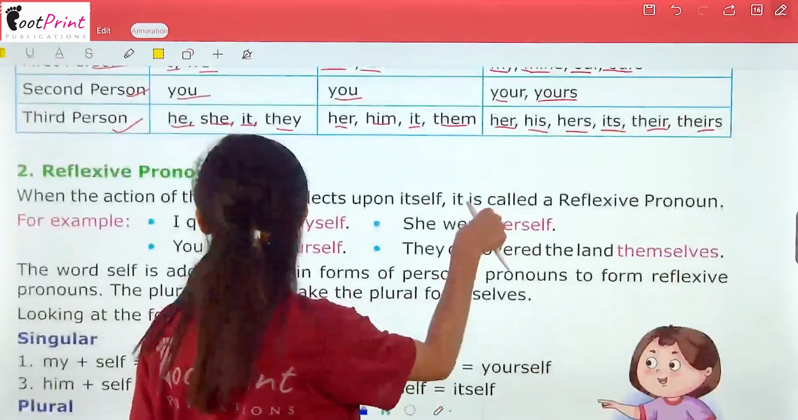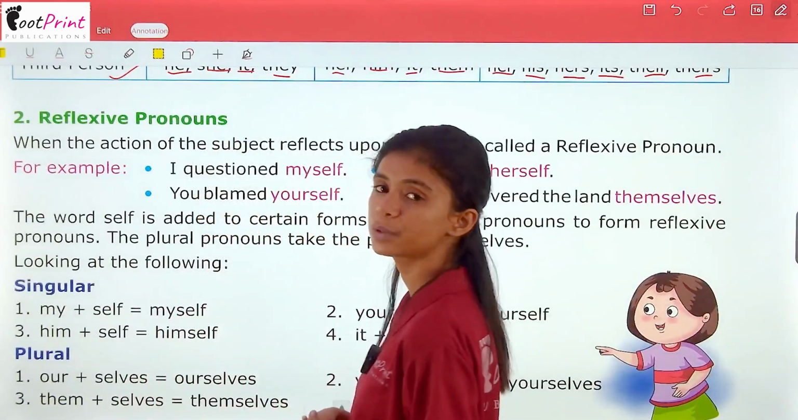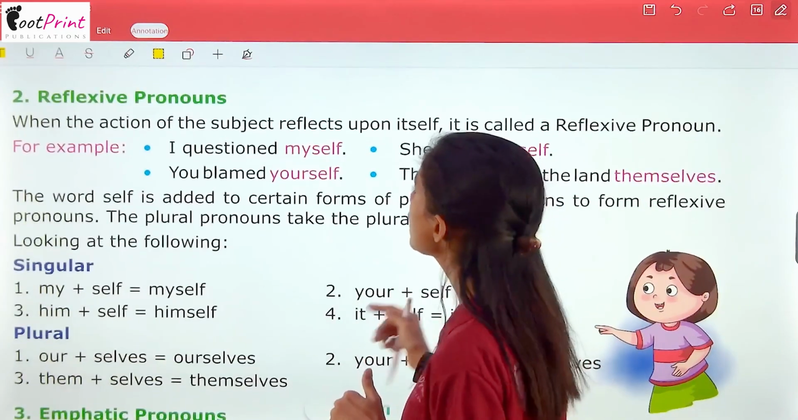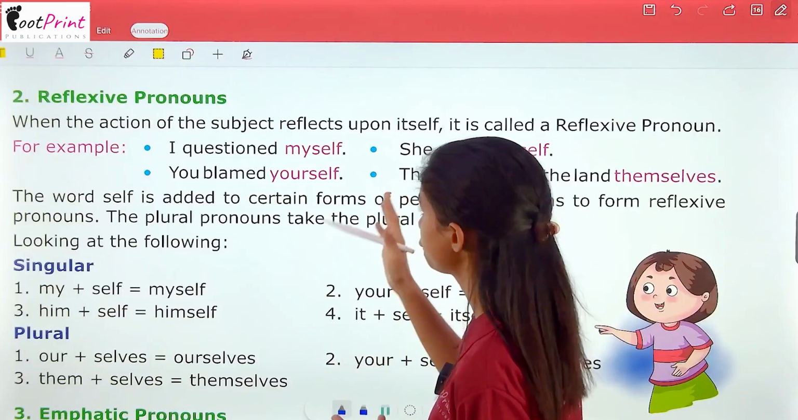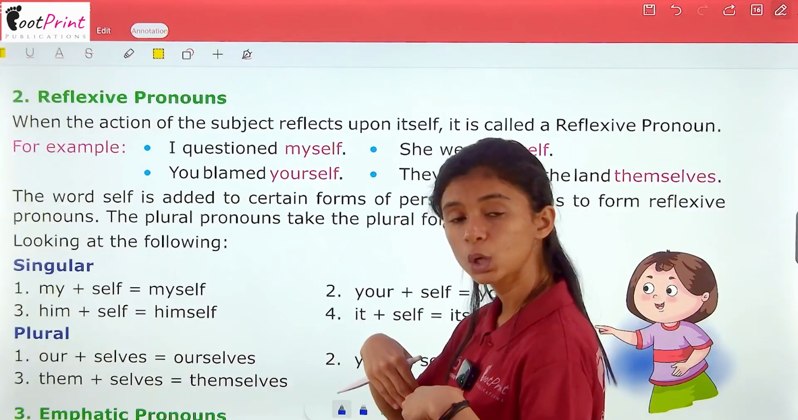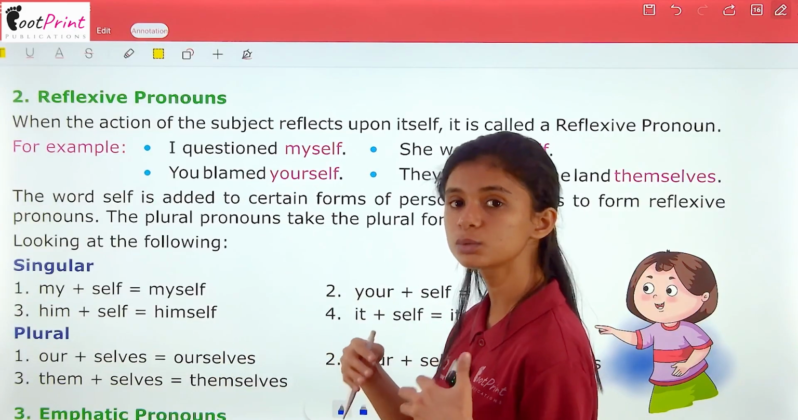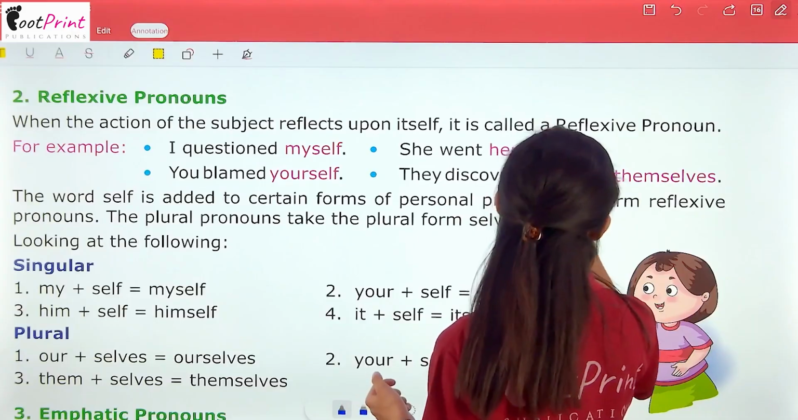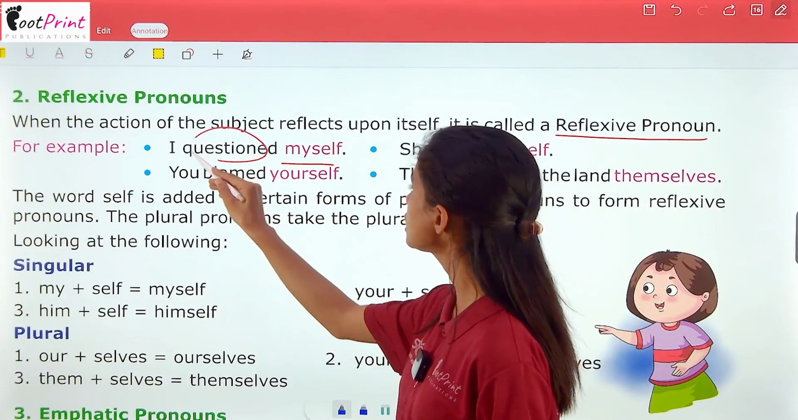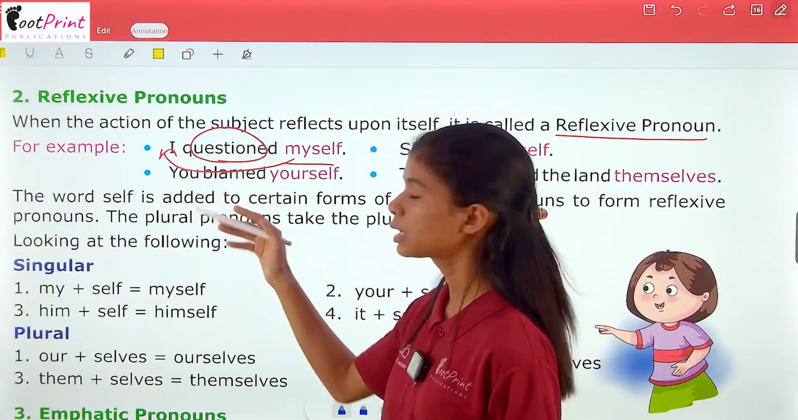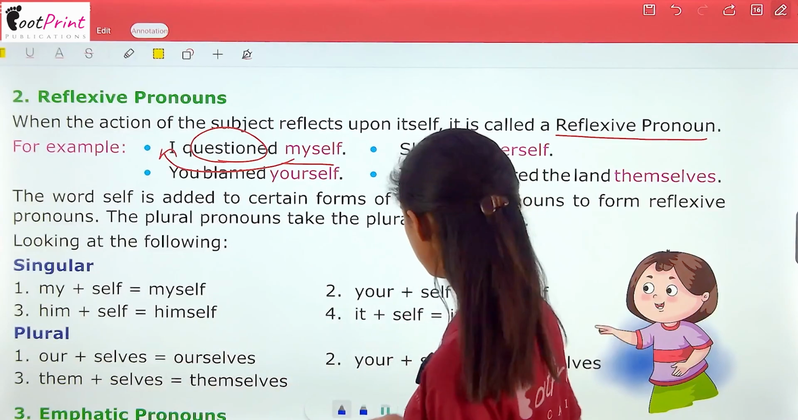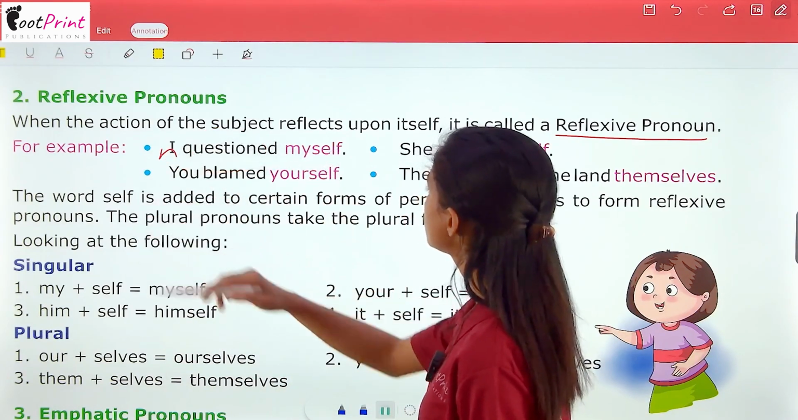Alright. Now let's move forward towards reflexive pronouns. So this is the second kind of pronouns that we are going to read now. When the action of a subject reflects upon itself, when its actions reflect on itself, it is called a reflexive pronoun. Hi, I questioned myself. The question is reflected on the subject. I am questioning myself. So the action is reflected upon me only. Alright. So it becomes a reflexive pronoun.